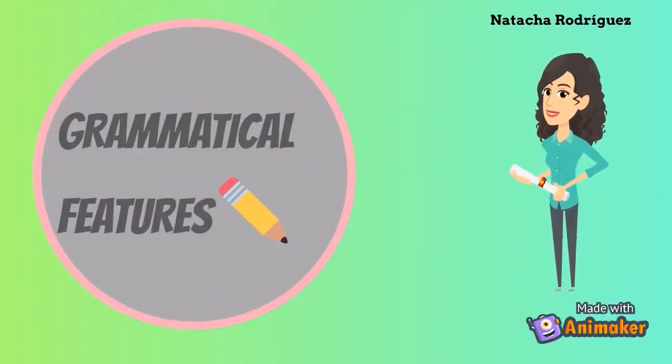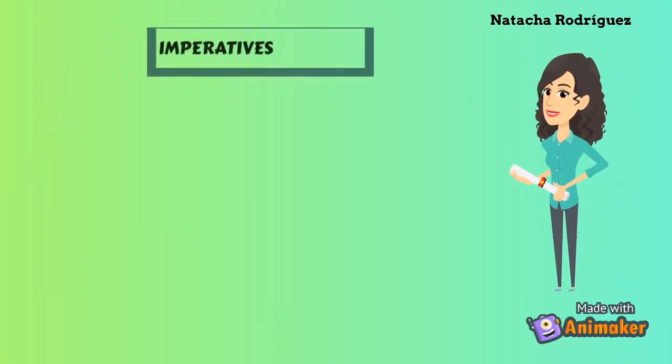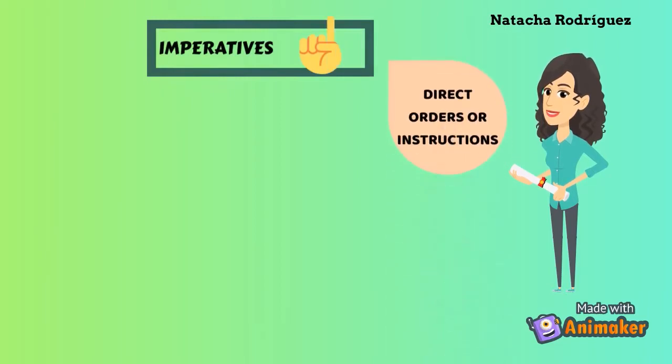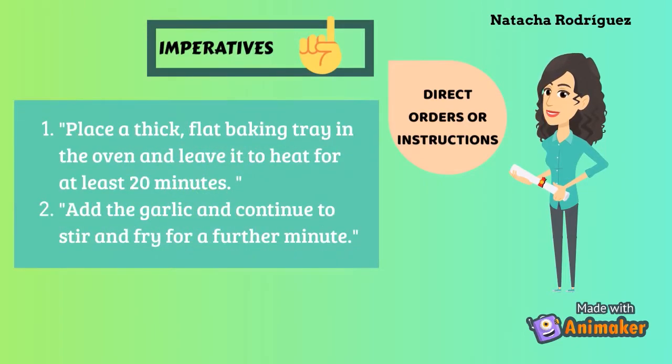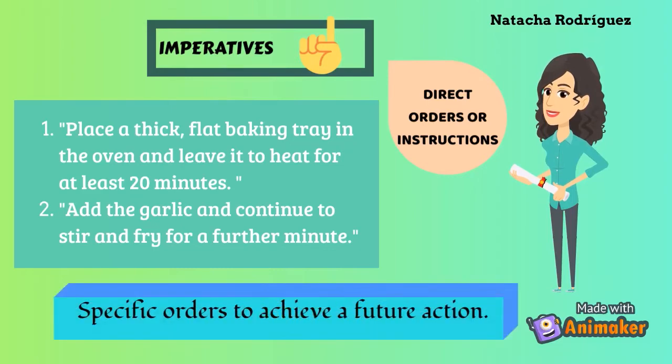Now, let's move on to the explanation of the most relevant grammatical features. In this recipe, the use of imperatives is present. Remember that we can use them to give direct orders or instructions. So, let's see some examples from the text. The first example says, place a thick, flat baking tray in the oven and leave it to heat for at least 20 minutes. The other one says, add the garlic and continue to stir it and fry it for a further minute. In these two examples, the author gives the reader specific instructions to achieve a future action.